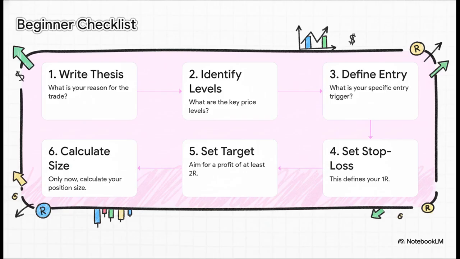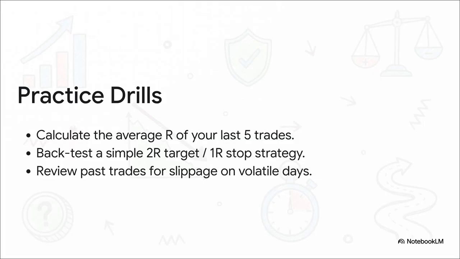1. What's your reason, your thesis? 2. What are the key price levels? 3. What's your specific entry trigger? 4. Where's your stop loss? Remember, that defines your 1R. 5. What's your profit target? You should be aiming for at least 2 times your risk, and only then, at the very end, do you calculate your position size.